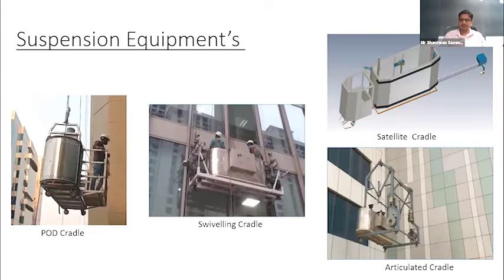Now, as the buildings are getting taller and the complexity is increasing, we have different modern suspension equipments with us, like the pod cradle. The pod cradle is used where the facade is recessed by approximately 500 mm. Then we have the swiveling cradle, used where the facade is recessed by approximately 1 meter. Then we have the articulated cradle, used to access the recessed facade below the balcony, where the recess is approximately 2.5 meters to 3 meters. And above that, up to the extent of 6 meters, we suggest to use satellite cradle.